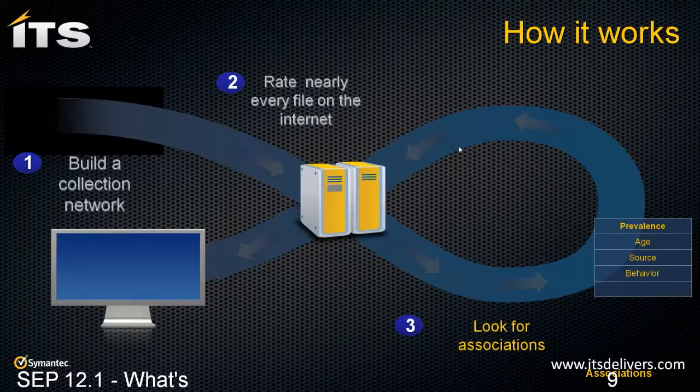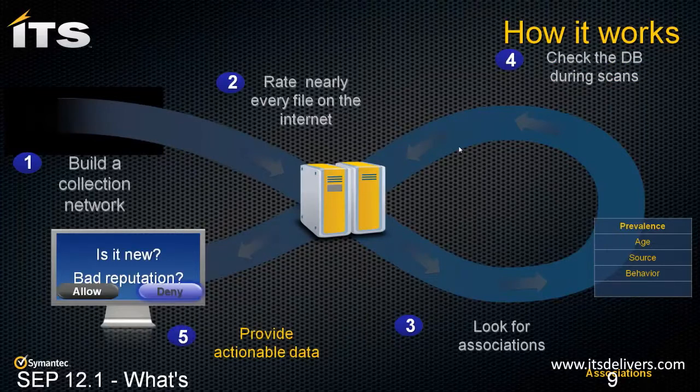Then let's start talking about associations and what type of things go into this file. Okay, so I know about the file, I know about its prevalence, I know about its age, I know about behavior. Now, when I run a scan, let's go ahead and check that score to see if that's a trusted file or not, right? So we check that file, and then we can provide that actionable data.